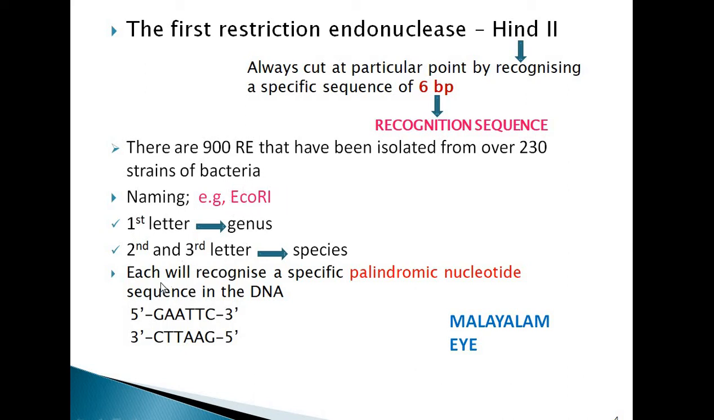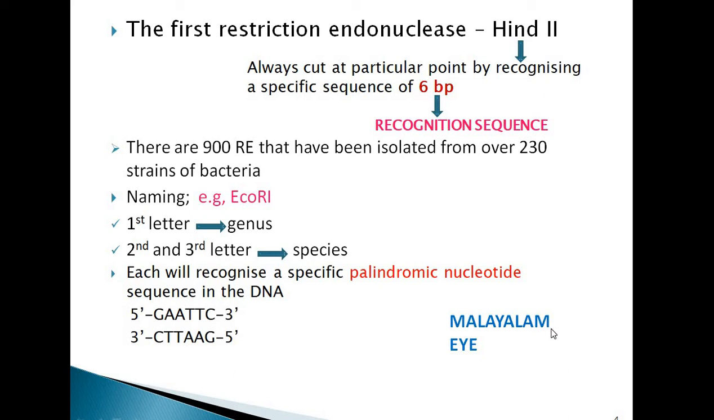Now, each restriction enzyme would have a recognition sequence, as I said. The recognition sequence would always be palindromic, having palindromic nucleotides. Now, what does the word palindrome mean? Palindrome means a word which is read the same from both directions. For example, Malayalam, MALAYALAM, from left to right.